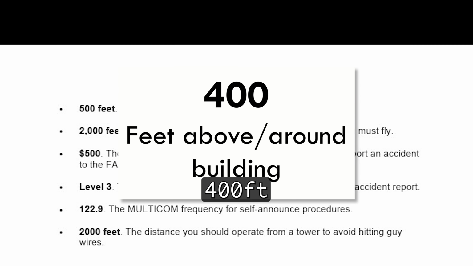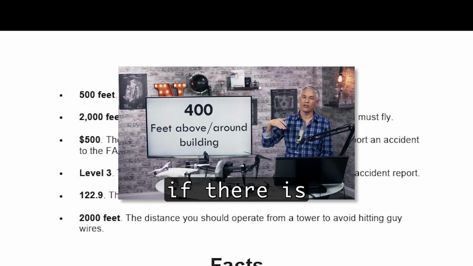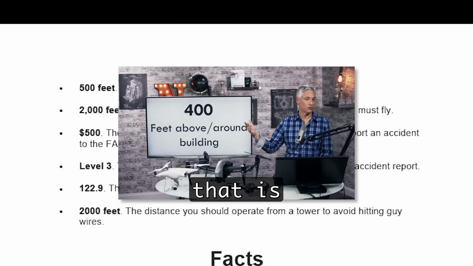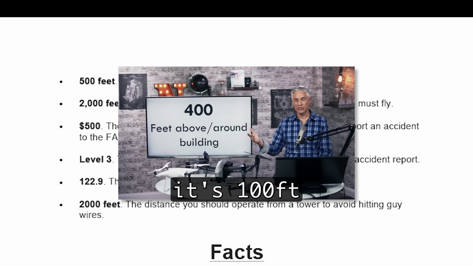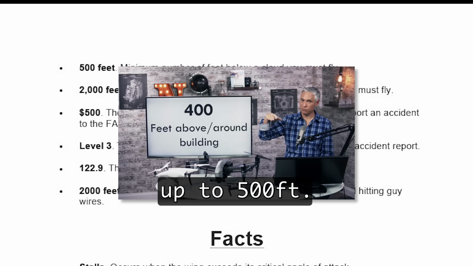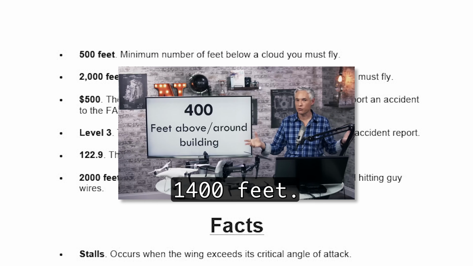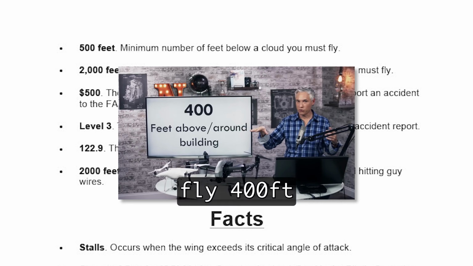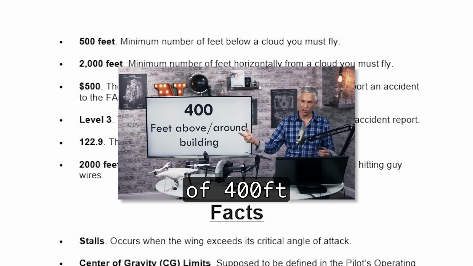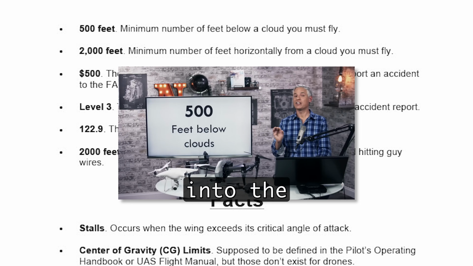400 feet above or around buildings. So if there is a building that is 10 stories high, maybe it's 100 feet and you need to fly above it, maybe for aerial photography, you could fly up to 500 feet. If you're taking a picture of a 1,000-foot building, theoretically, you could fly up to 1,400 feet. You can fly 400 feet above buildings within a radius of 400 feet around it. 400, 400, 400. Now we get into the 500s.